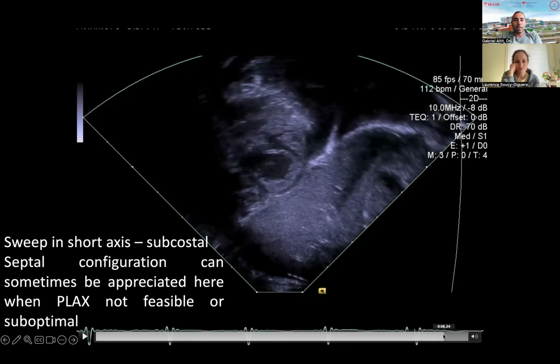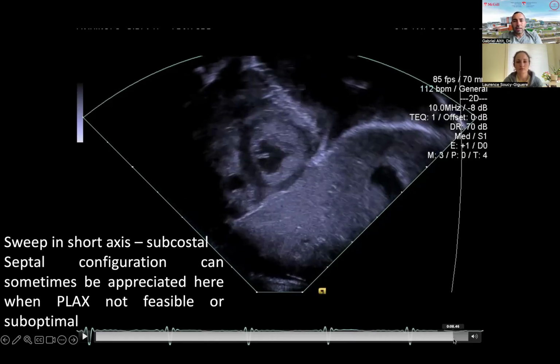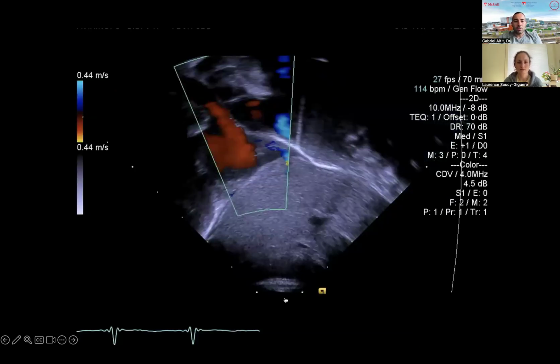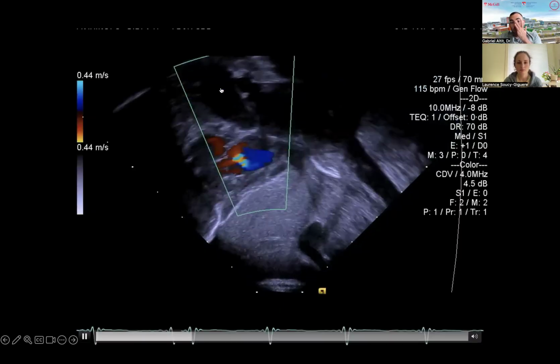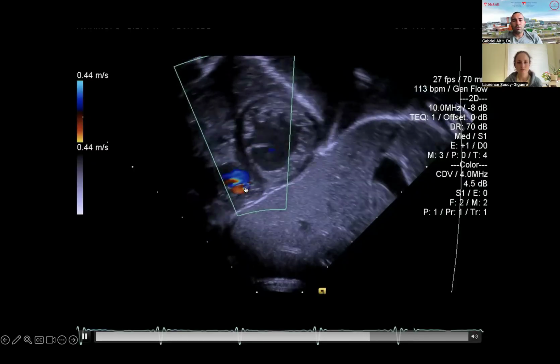And I can go up to the apex. So that's the apex of my heart. So I see my nice apex. I see I have an RV and LV apex. And now I could go back towards the other side and redo my sweep. This time with color. So I see the aorta and eventually I see my RVOT.